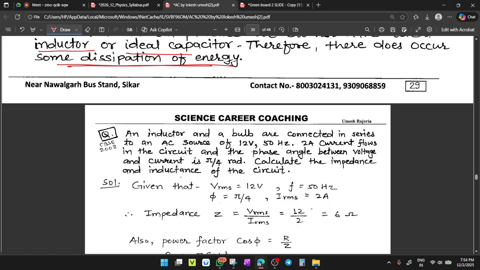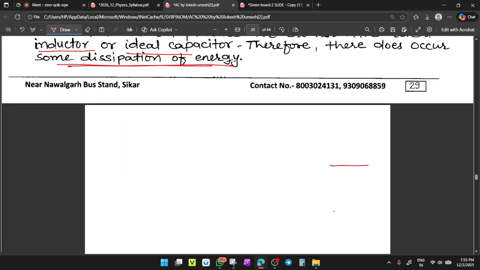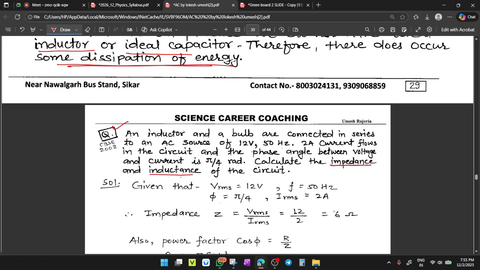So see the numerical. An inductor and a bulb are connected in series to an AC source of 12 volt, 50 hertz. 2 ampere current flows in the circuit and the phase angle between voltage and current is pi by 4 radian. Calculate the impedance and inductance of the circuit. So two things you have to find: one is impedance and another is inductance.